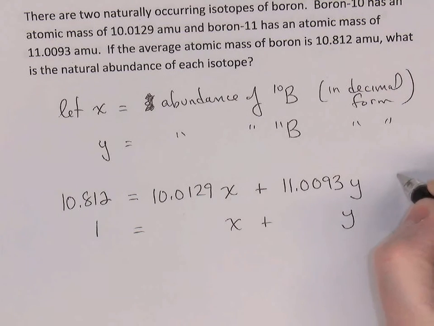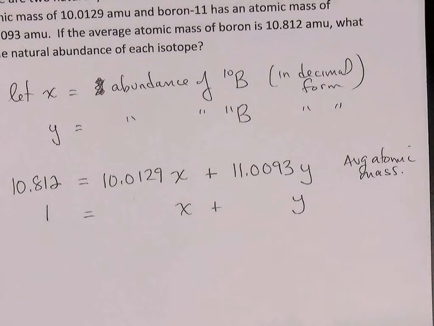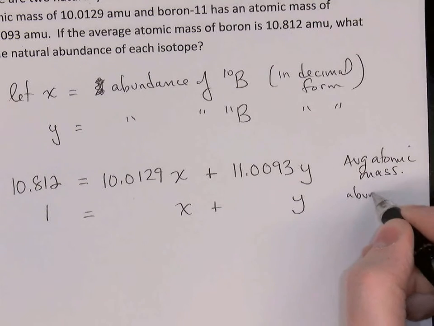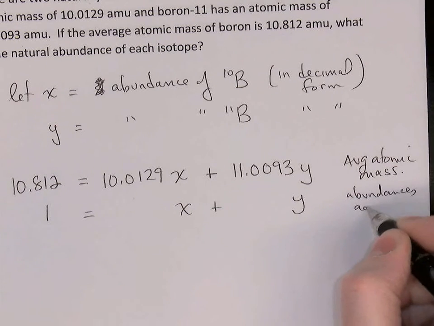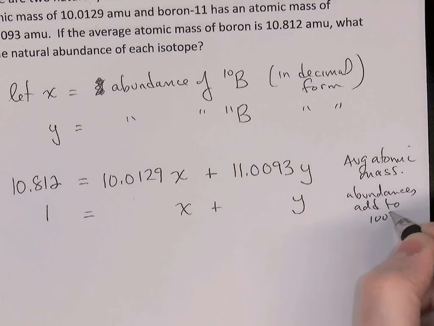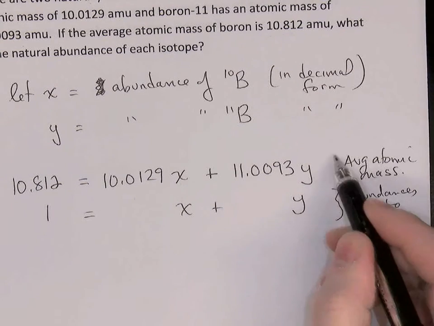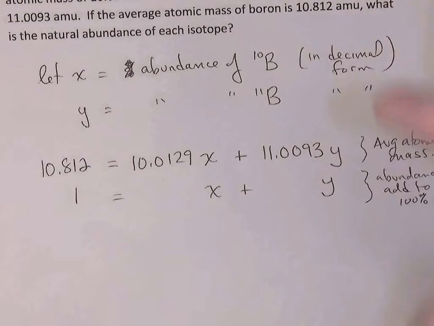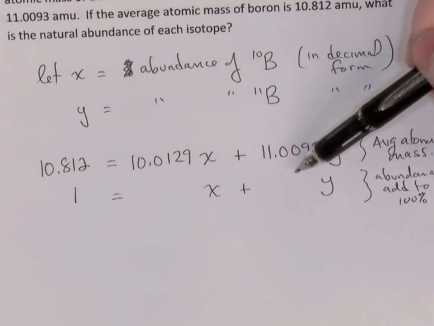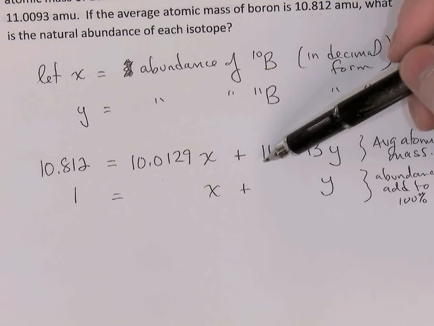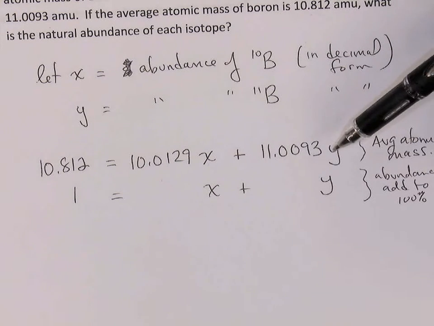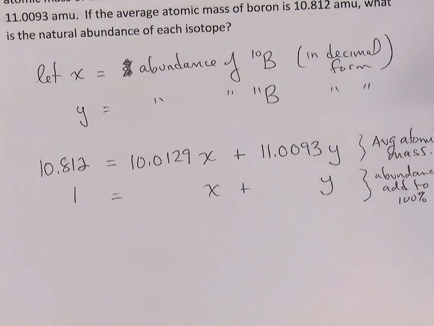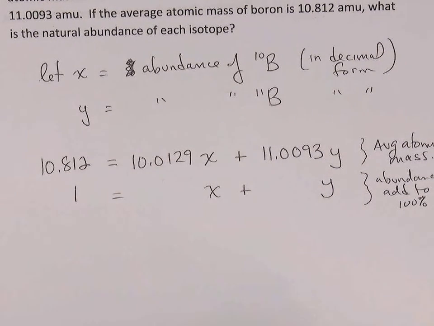The first equation comes from average atomic mass, or the weighted average if you prefer. The second equation is that the abundances add to 100%. So those are the two ideas that we used. So now the chemistry is done, we just got to use some math now. I'm going to look at these two equations, and some people want to use substitution to solve it. I'm going to use elimination. If you want to use matrices or graphing, there's several ways to approach this, but I'm going to use elimination.